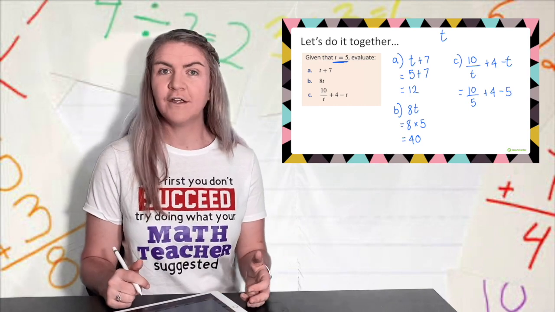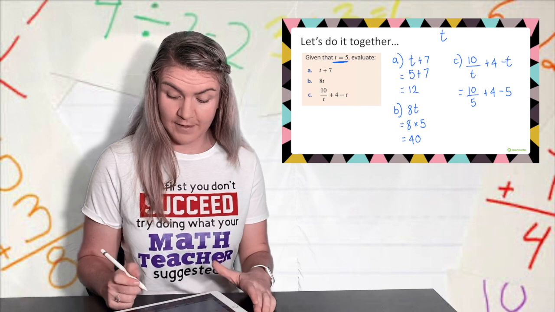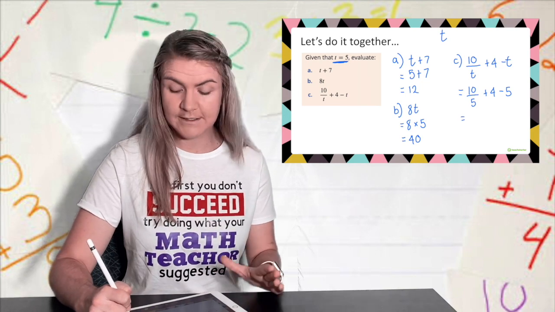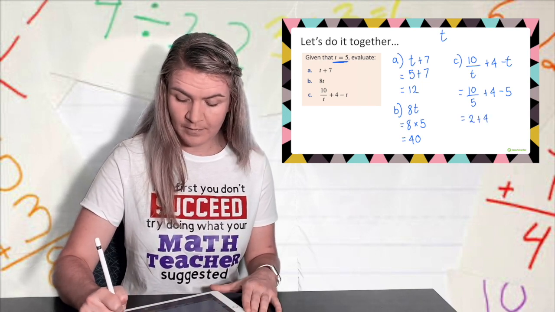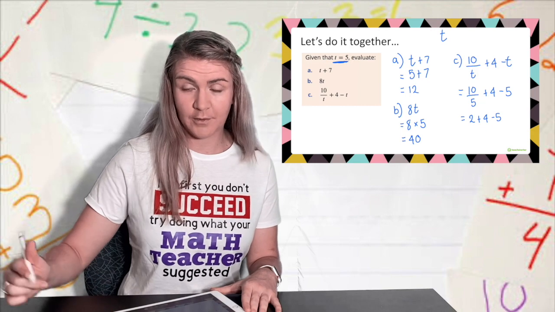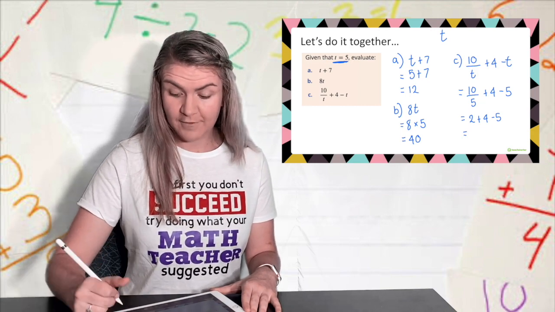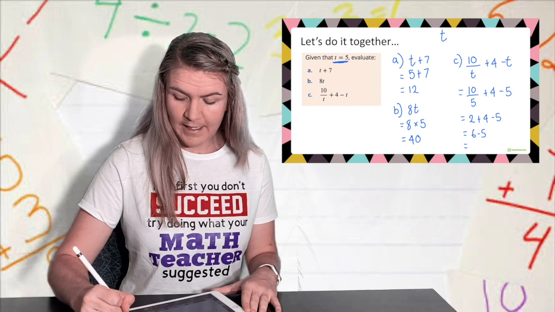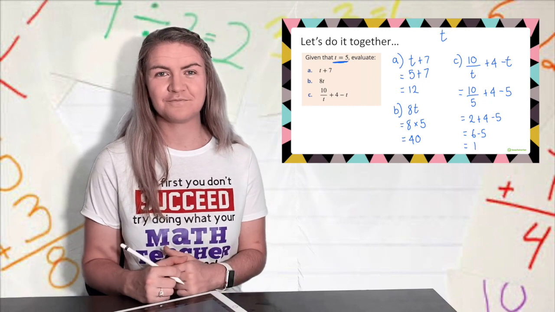And now I solve. And remember, I'm using BODMAS to solve this. So first I'm going to do the divide. 10 divided by 5 is 2. Writing out the whole rest of the question. Then 2 plus 4 is 6. And 6 take 5 is 1.